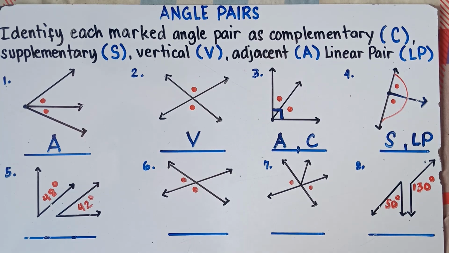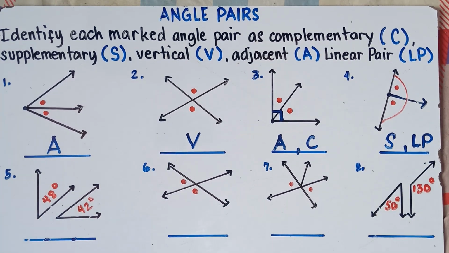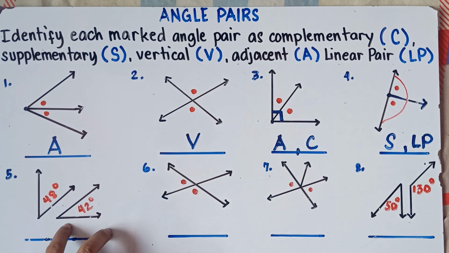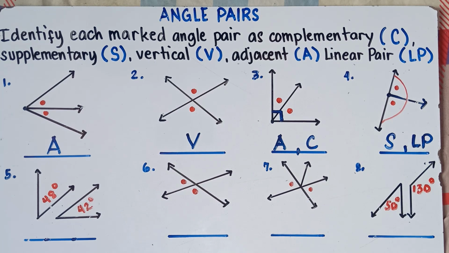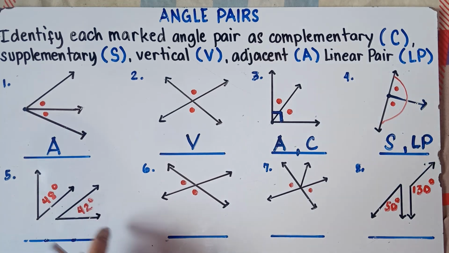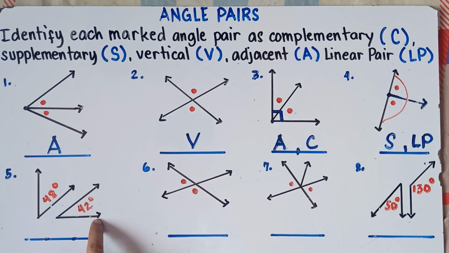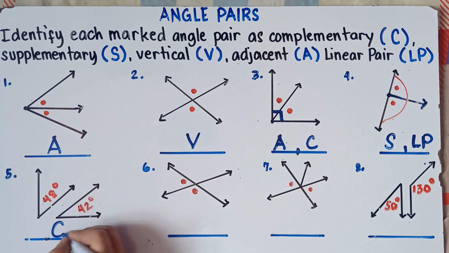Alright, so number 5, 48 degrees and 42 degrees. Can we call this one adjacent angles? Nope, we cannot call that one adjacent angles because they don't share a common vertex. Now, next question, can we call this one complementary angles? Do the two angles add up to 90 degrees? Yup, they add up to 90 degrees. 48 plus 42, that's 90 degrees. Therefore, the two angles are complementary angles.